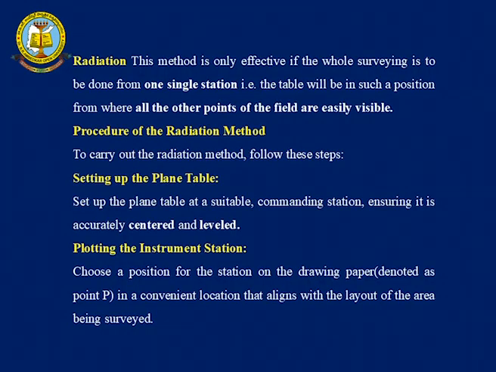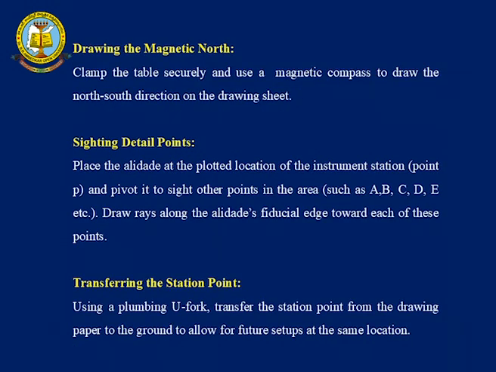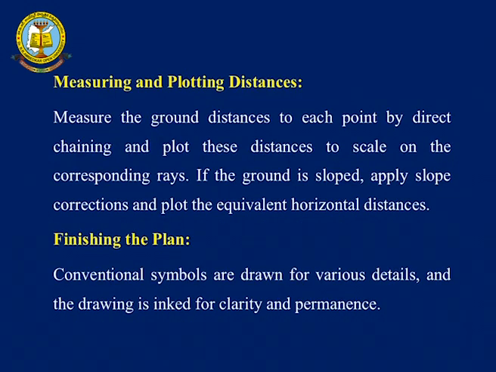Now, the procedure of the radiation method: to carry out the radiation method, follow these steps. First is setting up the plane table, which is very important. Second is plotting the instrument station, drawing the magnetic north and sighting the detail points, then transferring the station points. Then measuring and plotting distances and finishing the plan. These are the steps.